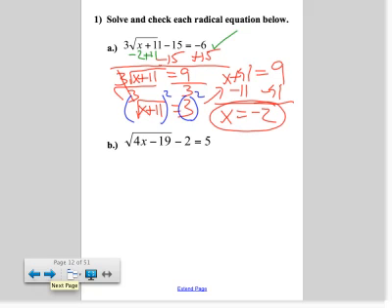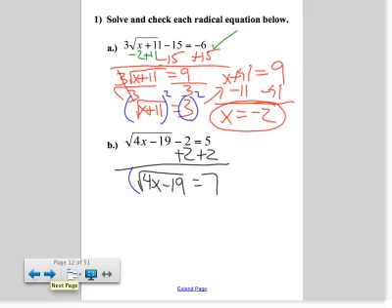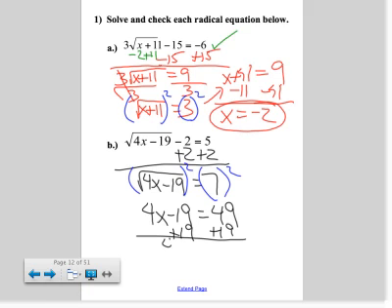Part B here, again, same process. Add 2 to both sides. So you get the square root of 4x minus 19 is equal to 7. Again, we've got to get rid of the square root. The way we get rid of the square root is to square both sides. So I end up at 4x minus 19 is equal to 49. And now, again, it becomes a simple algebra problem. Add 19, so 4x is equal to 49 plus 19, which makes 68. Divide both sides by 4 to get x by itself. So x is equal to 17.